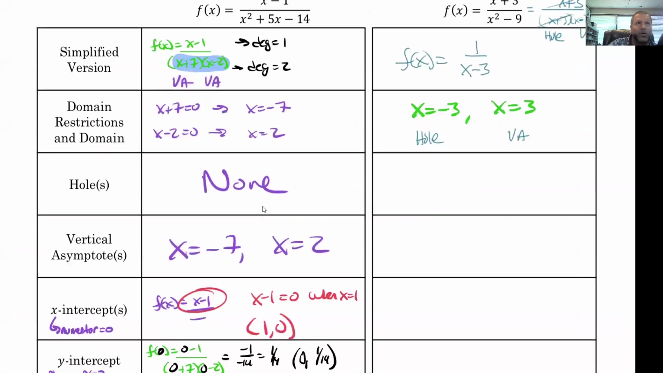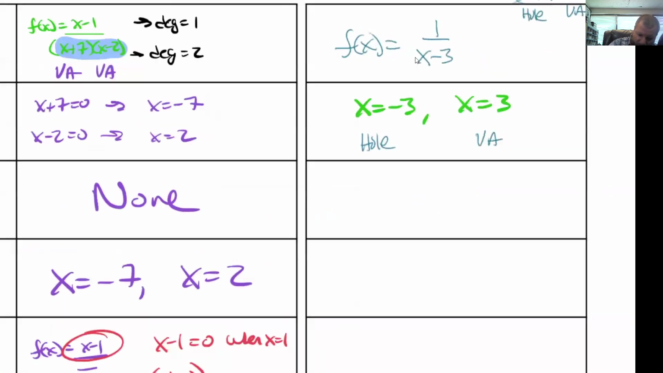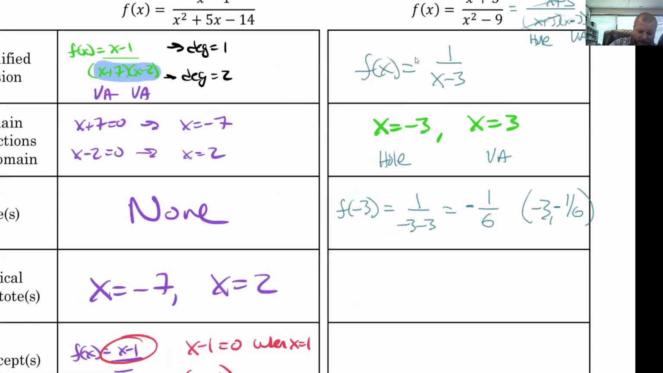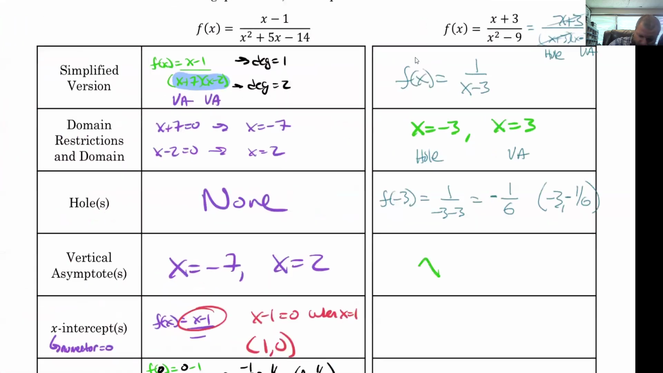All right, so holes occur when I plug -3 into the simplified function. So f of -3 in the simplified version is 1 over -3 minus 3. That's 1 over -6, or -1/6. So -3, -1/6 is where my hole exists. If I want to find my vertical asymptote, that occurs when x is equal to 3.